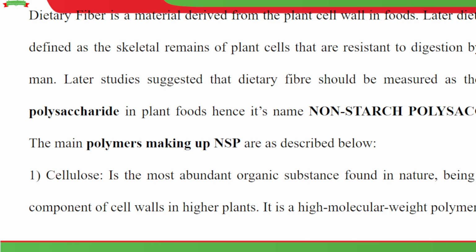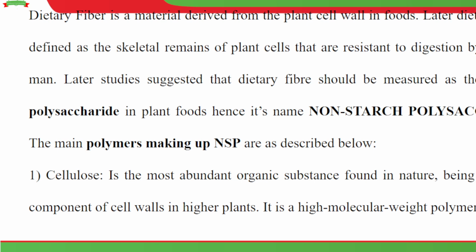One is cellulose. Cellulose is the most abundant organic substance found in nature. Every plant cell wall has that compound called cellulose, and it is the principal component of cell walls in higher plants. All plants have this, and in large amounts. That's why you can't tell me you're going to eat the bark of a tree. It has a lot of this and you get nothing from it.